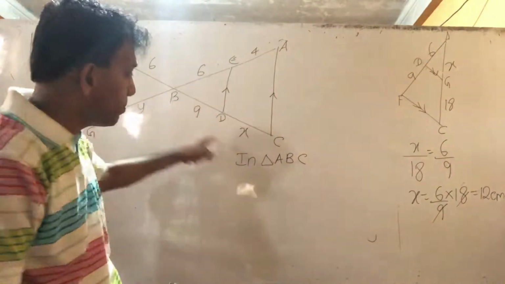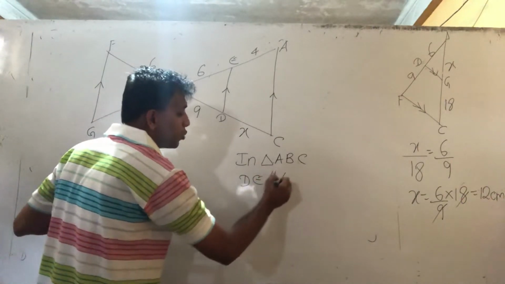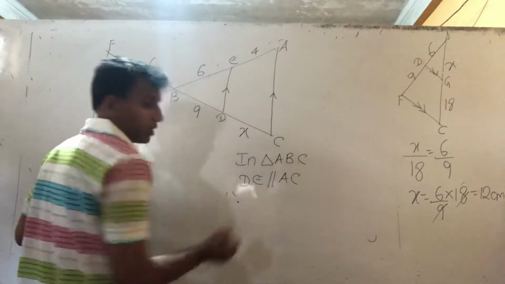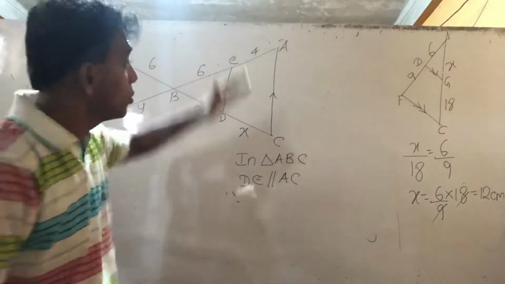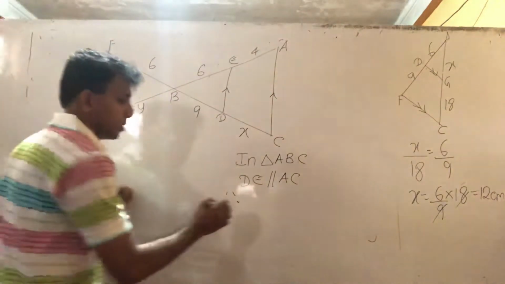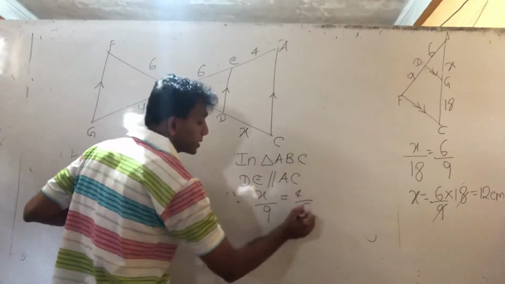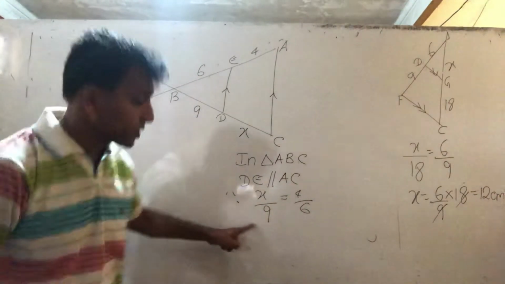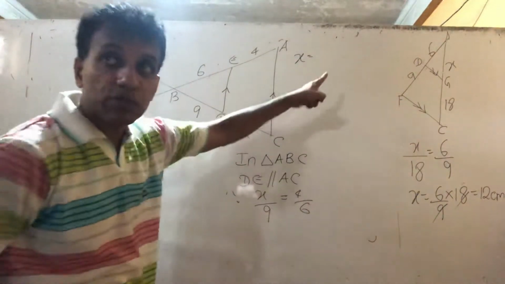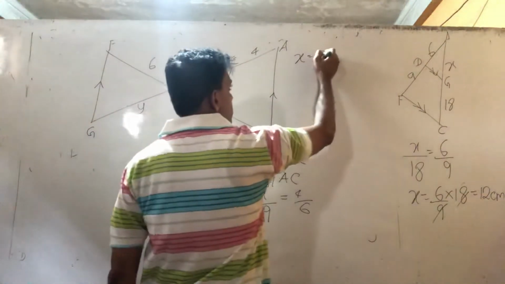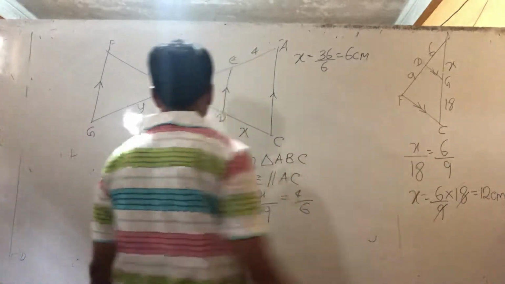In triangle ABC, DE parallel to AC, then write. So what is the theorem? X over 9 equals 4 over 6. So cross multiply, what is your answer? 9 times 4 is 36. Divide by 6, 6 centimeter. Okay, X is over.